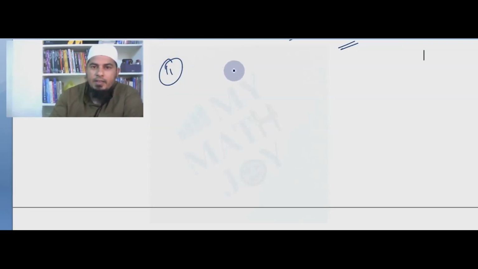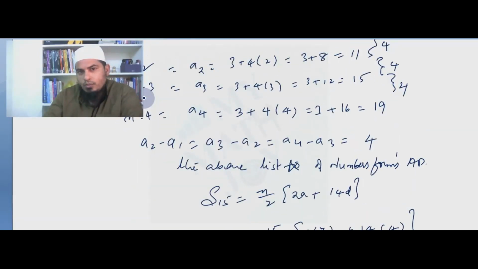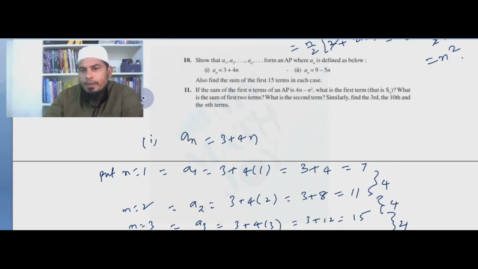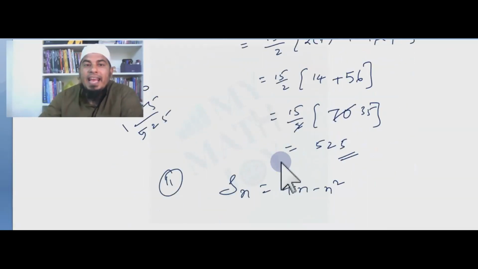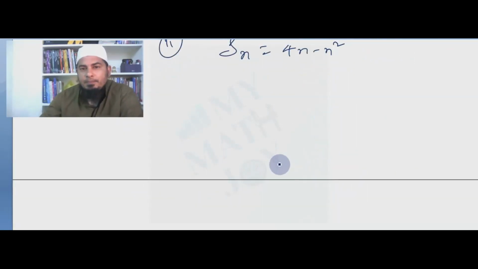What is given? Sn is equal to 4n minus n square is given to us. Let us cross check: sum of first n terms of AP, 4n minus n square. What is given? Sn is given. So Sn is equal to 4n minus n square. From here we need to find S1, A1, S2, A2, S3, A3 and so on like that.